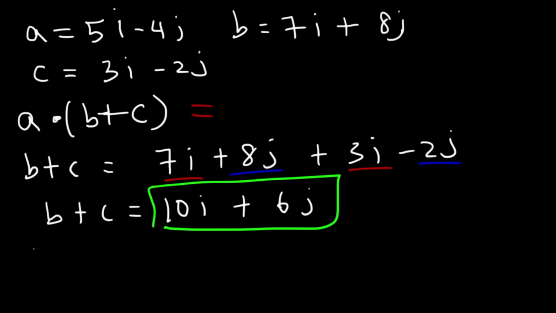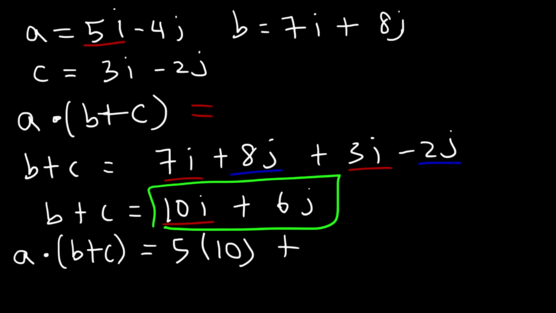So now let's find the dot product between vector A and vector B plus C. So we need to multiply the x components of vector A and B plus C. So we're going to have 5 times 10 plus, now let's multiply the y components of vector A and B plus C. So it's going to be plus negative 4 times 6. 5 times 10 is 50. Negative 4 times 6 is negative 24. And 50 minus 24 is 26. So that is the answer, positive 26.